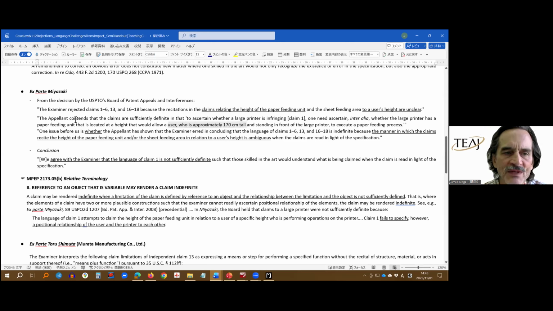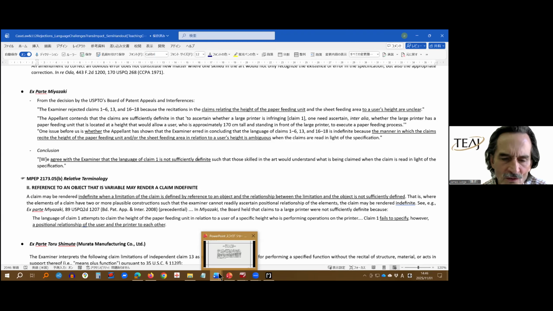So the appellant, meaning the applicant, said that putting this 170 centimeters tall of average or approximate height makes the claim definite. And that's what they are asserting here. But the board said it's still indefinite because the manner in which the claims recite the height of the paper feeding unit is in relation to a user's height, so it's ambiguous. And then the conclusion was, we agree with the examiner that claim 1 is not sufficiently definite.